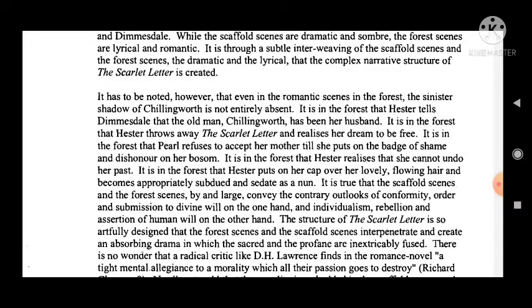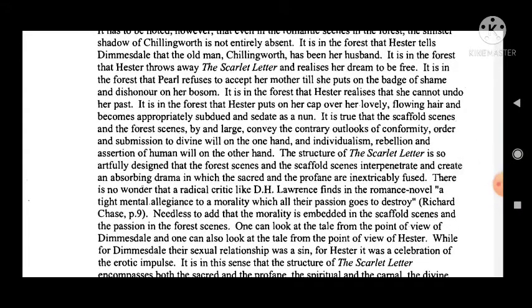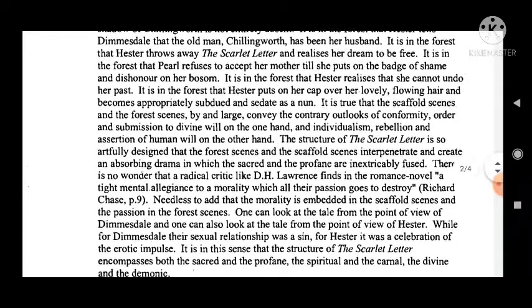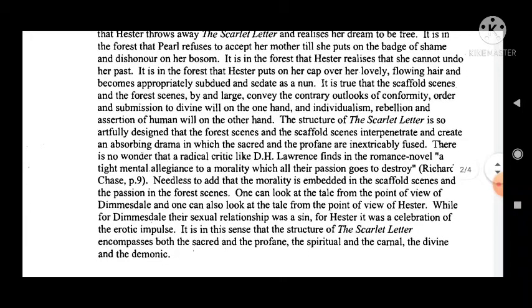It is in the forest that Hester tells Dimmesdale that the old man Chillingworth has been her husband. It is in the forest that Hester throws away the Scarlet Letter and realizes her dream to be free. It is in the forest that Pearl refuses to accept her mother till she puts on the badge of shame and dishonor on her bosom. It is in the forest that Hester realizes that she cannot undo her past. It is in the forest that Hester puts on her cap over her lovely flowing hair and becomes appropriately subdued and sedate as a nun.